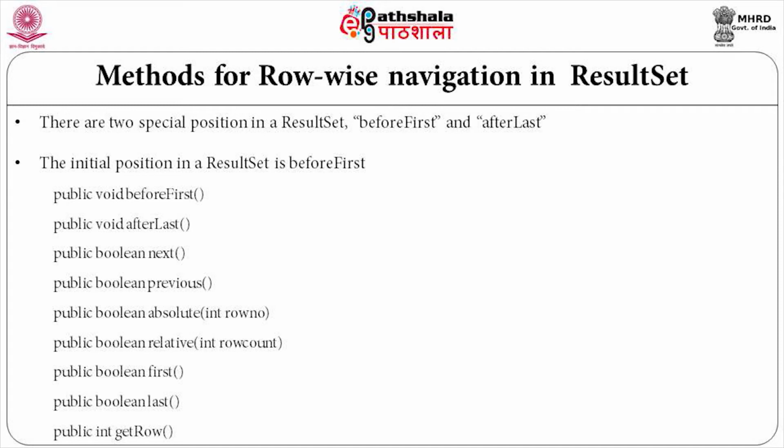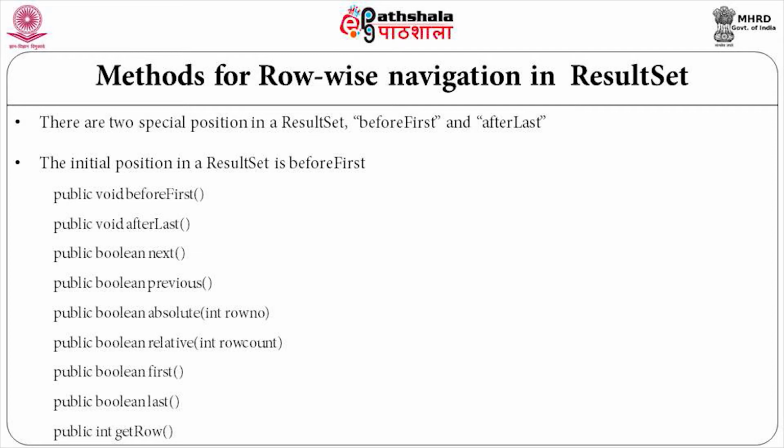We also have another method to know your current position, that is, the current row number. We don't have a method for getting the total count of how many rows there are. But what you could always do in that case, if I want to know the row count, is use the method last to go to the last row, and then get the current row.